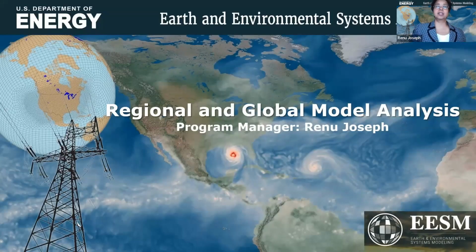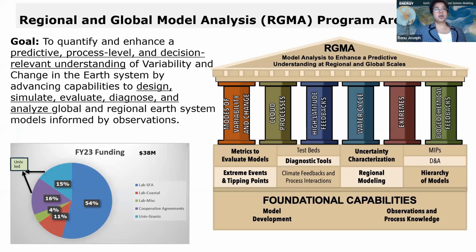You'll get a chance to ask questions at the end. So now, focusing on the regional and global model analysis part of the portfolio, for which I'm responsible. The overarching goal here is to quantify and enhance a predictive, process-level, and decision-relevant understanding of variability and change. You do this by advancing capabilities to design, simulate, evaluate, diagnose, and analyze global and regional Earth system models. And you don't do this in isolation. You always use observations to evaluate and inform your models. So this particular program focuses on using any modeling tool, but we always emphasize the use of EESM as part of the portfolio.